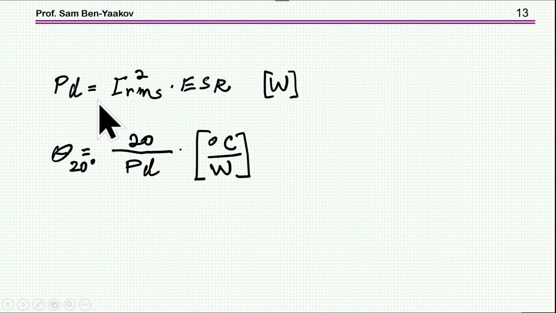So in order to sort of normalize it, we've derived some parameters from the basic parameter, like the dissipated power, like the IRMS squared times the ESR, and also the thermal resistance for 20 degree, which is 20 degree divided by the power dissipated at 20 degrees.